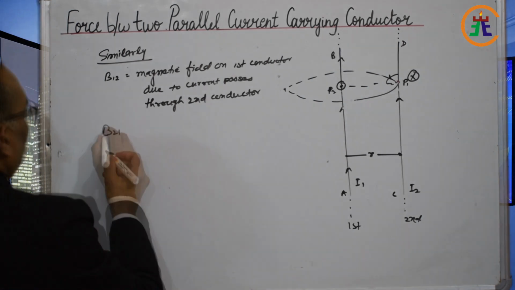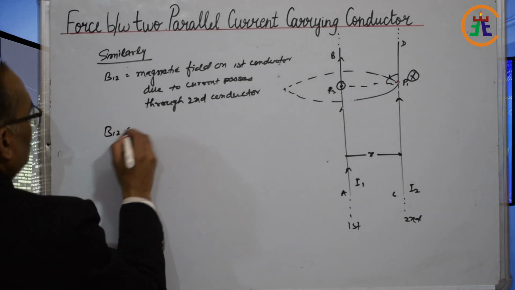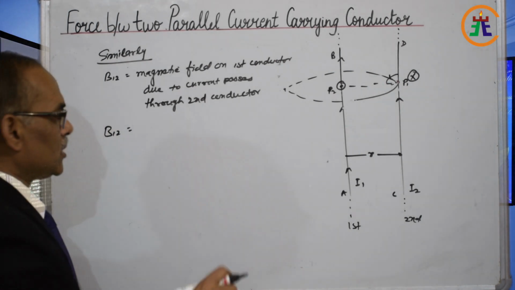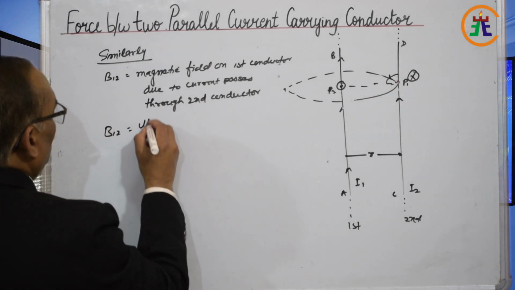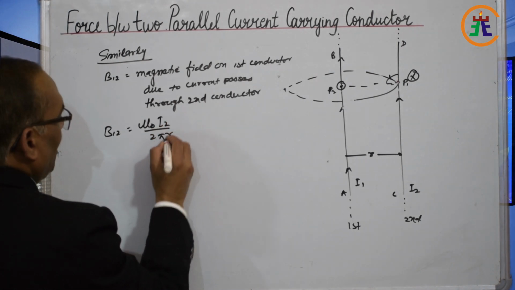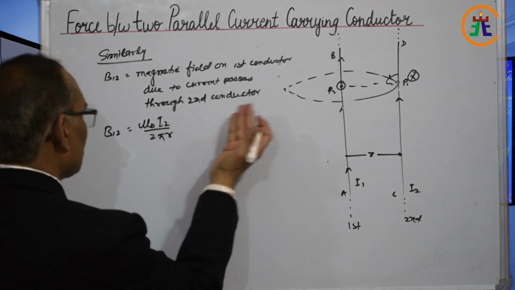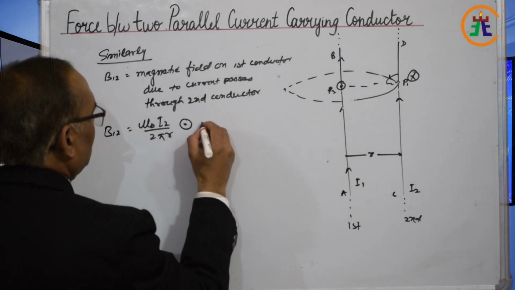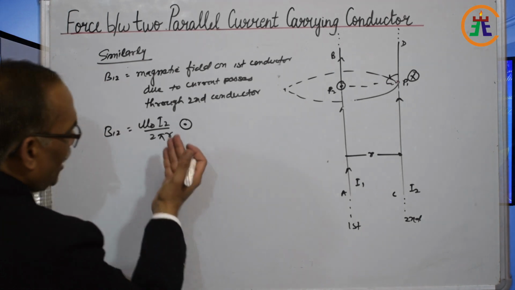So B12 is equal to the magnetic field on the first conductor due to the current passing through the second conductor, equal to mu naught I2 upon 2 pi R, and the direction is perpendicular to the paper. Here we represent it with a dot. Magnetic field perpendicular and outward direction.